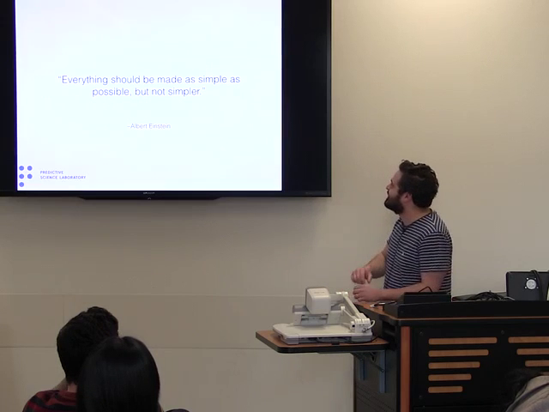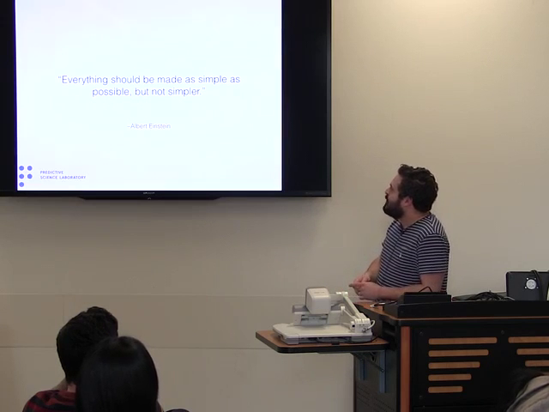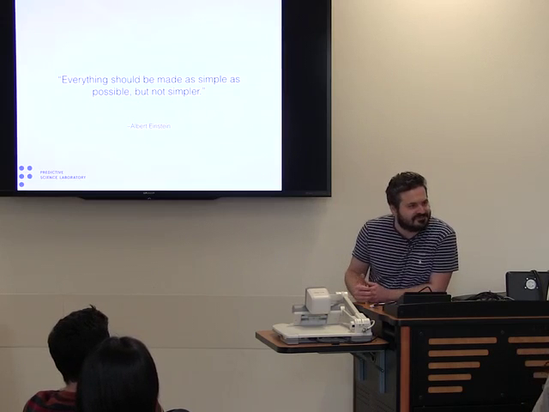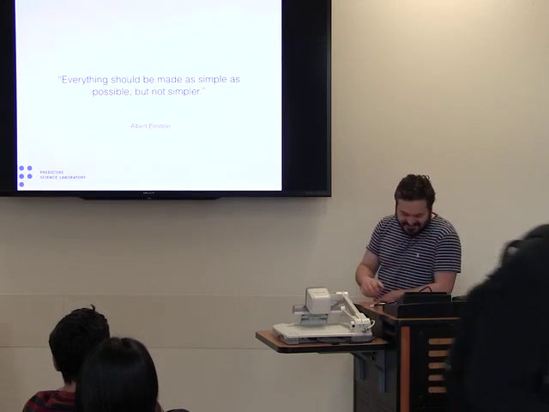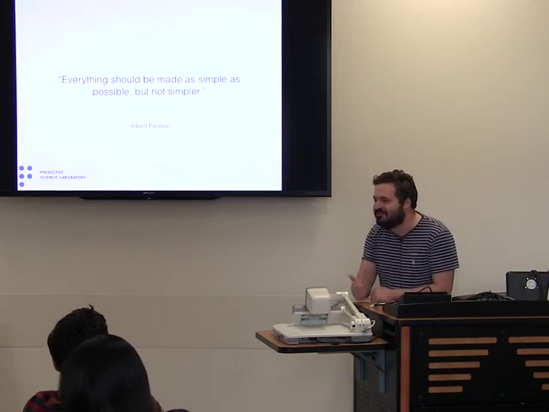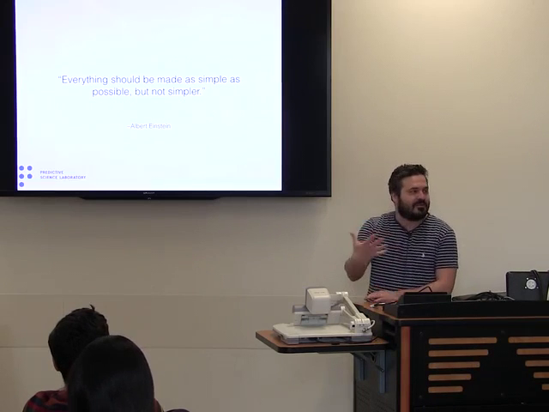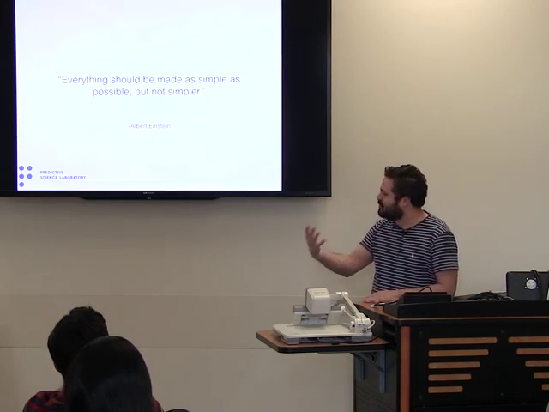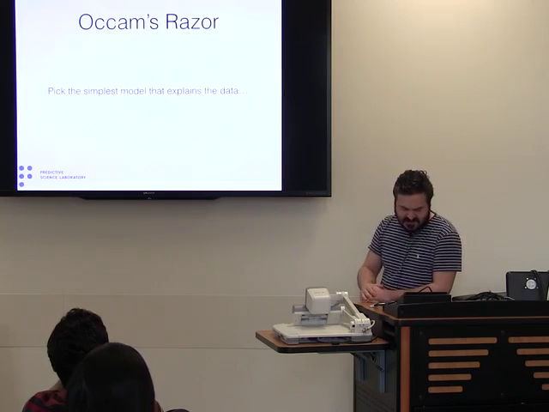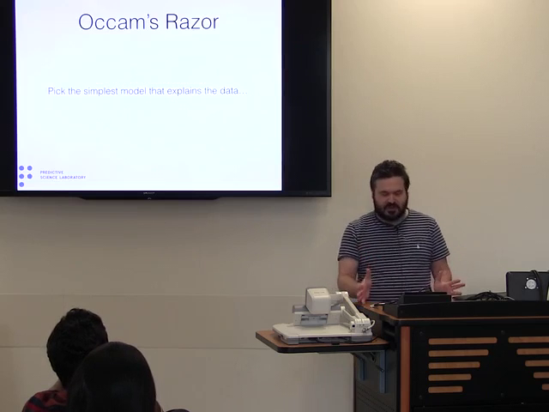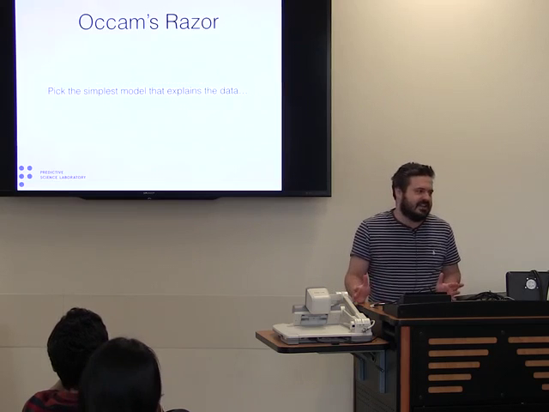Here's Einstein's proposition: everything should be made as simple as possible, but not simpler. Also makes sense. But it's not usable. We'll come up with a very simple and usable proposition later. But you see, the idea is that you need to pick the simplest model that explains the data.